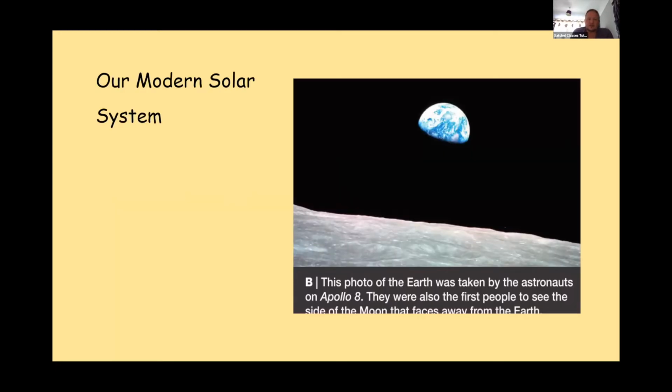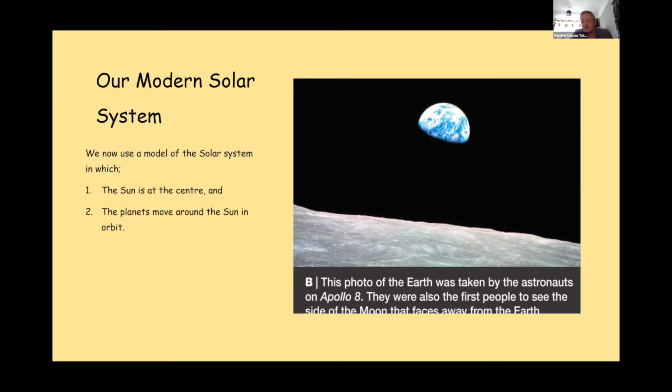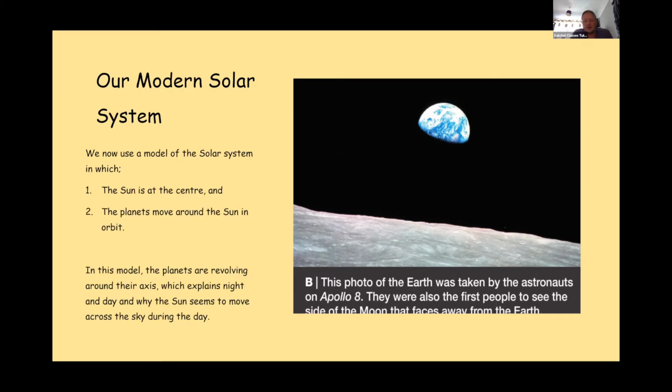So, our modern solar system. Opposite is a picture of Earthrise. This was the photo of Earth taken by astronauts on Apollo 8. They were also the first people to see the side of the moon that faces away from the Earth. We now use a model of the solar system in which the sun is at the center. The planets move around the sun in orbit. In this model, the planets are revolving around their axes, which explains night and day and why the sun seems to move across the sky during the day.